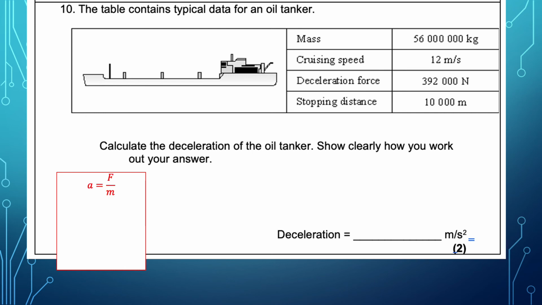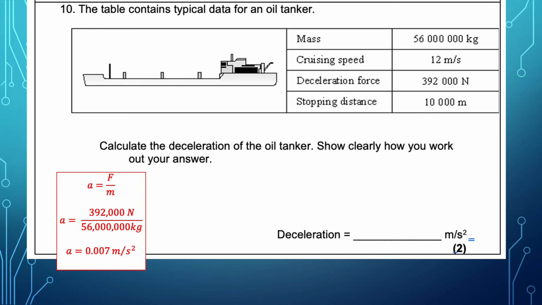And in this case, your f is given to you as 392,000 newtons divided by the mass, which is 56 million kilograms. These are pretty big numbers, so when you put them in your calculator, do not mess this up. And when you do all that, you actually get a value of a equals 0.007 meters per second squared. So really, really slow deceleration. And I actually messed up something here, and that something is a negative symbol. Deceleration is another way of saying negative acceleration. So it should say minus 0.007 meters per second squared.